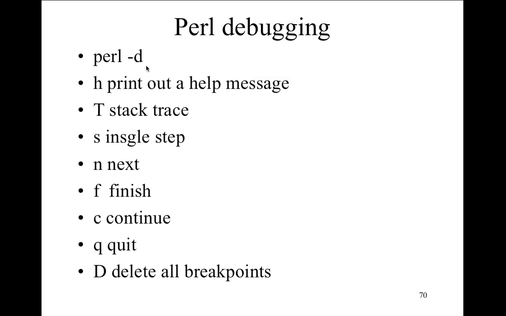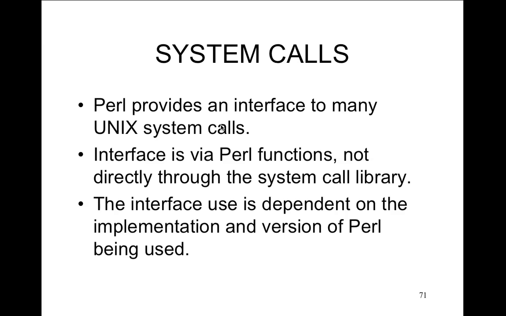So H prints out the help messages, T will do the stack trace, S will be the single step. That's misspelled, actually, single. So some little edits I need to make in here. N for next, F for finish, C for continue, Q for quit, D for delete all the breakpoints. So that's the debugging features of the language.